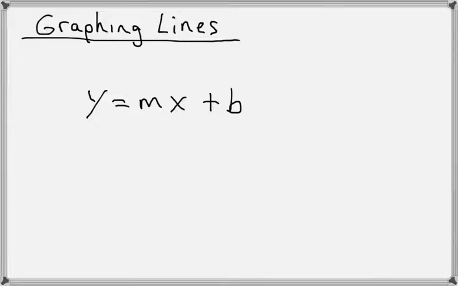In this video, we are going to go over how to graph lines. The easiest way to graph lines is from slope-intercept form. So if you remember from previous classes, slope-intercept form is what we have written here on the board: y equals mx plus b.